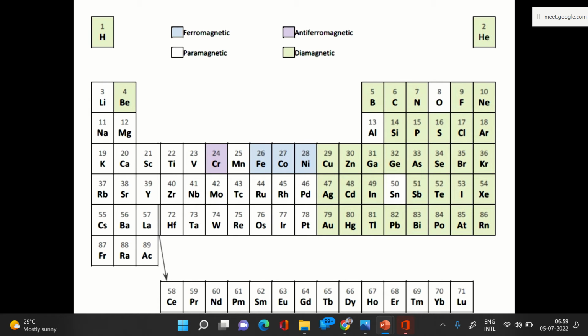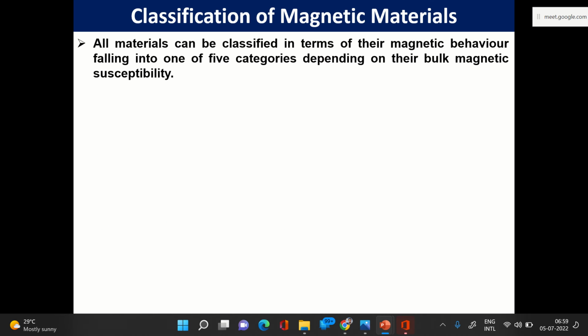So looking at the pure elements, these were the four types of magnetic properties that you can find: ferromagnetic, paramagnetic, antiferromagnetic, and diamagnetic in elements in pure state. What we found is that there are only three elements which are ferromagnetic.